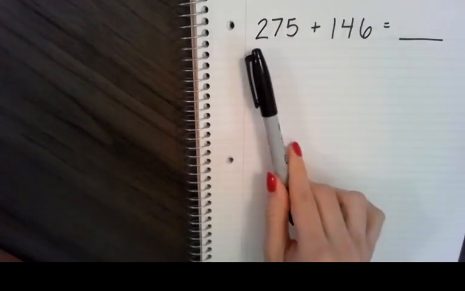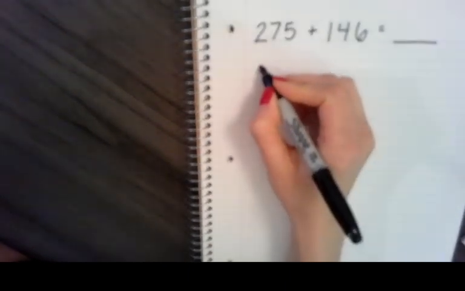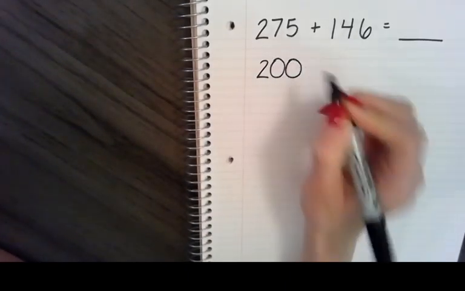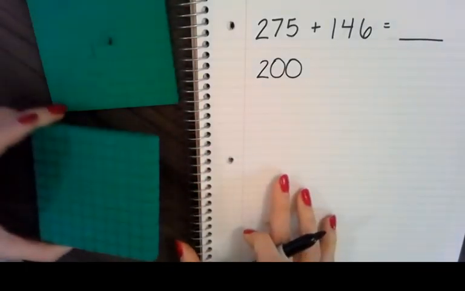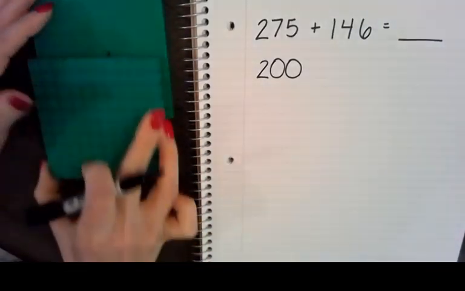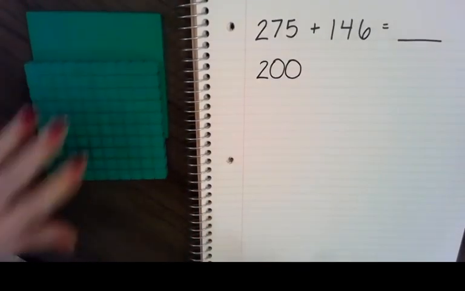To write in expanded form, we have to look at the digits and think about what the value of each digit is. So in 275, the 2 represents 200s or 200. So I'm going to write 200, and I'm going to go ahead and grab 200s for my base 10 blocks. I'll do it like this.